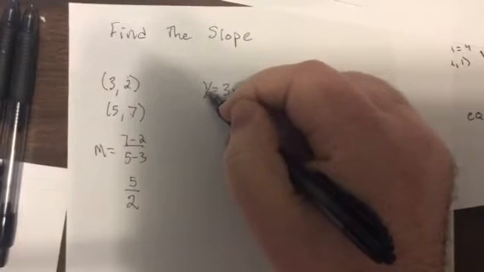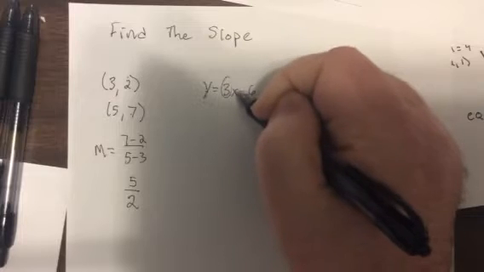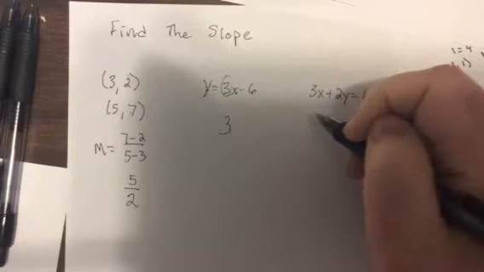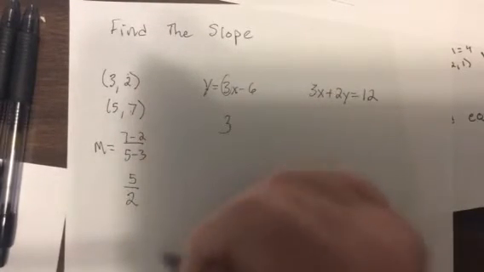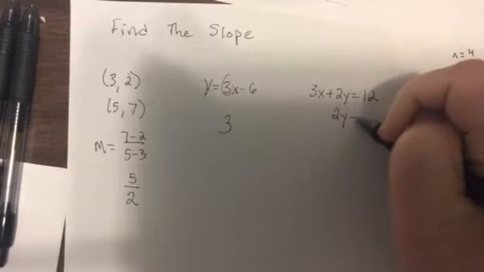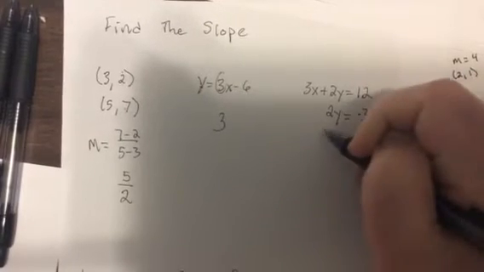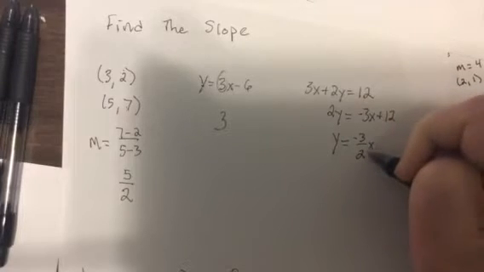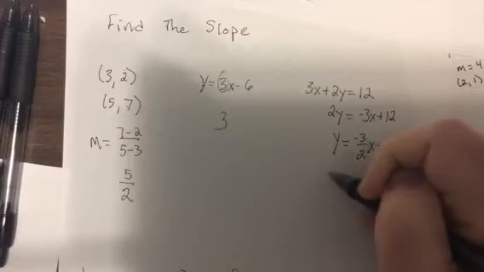This one, when you solve it for y, then the number in front of your x is always your slope. So when I'm given this, I could find two ordered pairs and use the formula for slope, or I could solve it for y. So I would have negative 3x plus 12 divided by 2 be negative 3 halves x plus 6. 2 goes into both. So this is your slope.